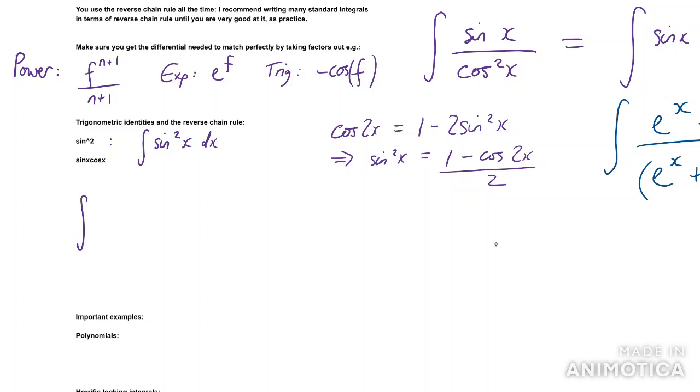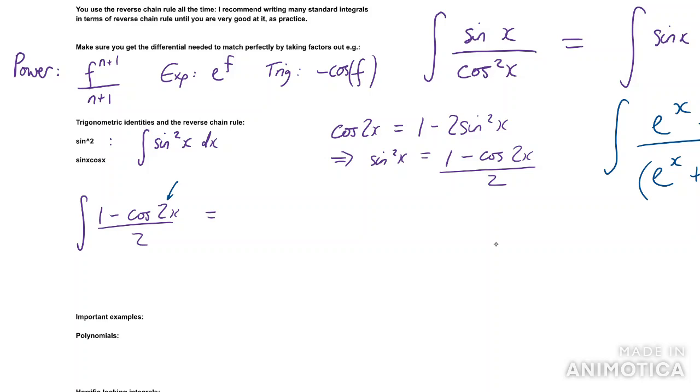And so that is then the integral of (1 minus cos 2x) over 2, which we can now integrate nice and easily in the following way. Even this kind of thing, which you can learn as a standard result, is technically a very simple application of the reverse chain rule. So let's start off with that.